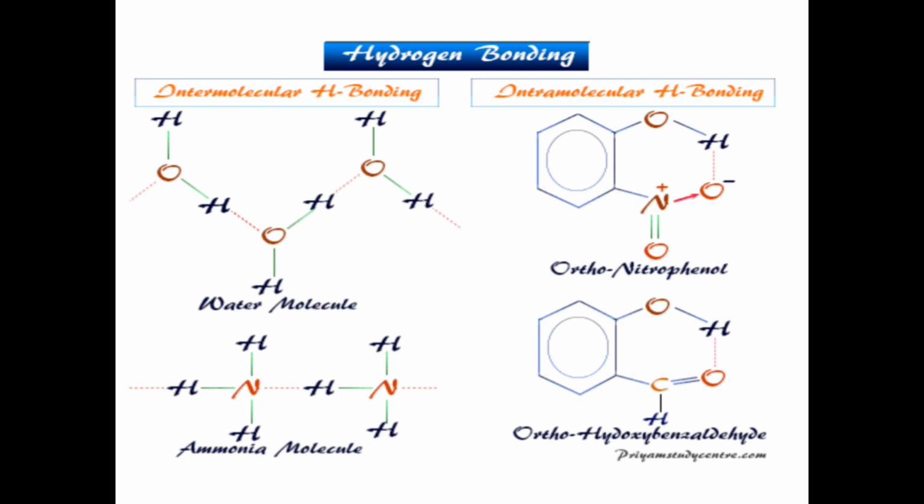But when we talk about intramolecular hydrogen bond, it occurs within the molecule of a particular compound. An example is this ortho-nitrophenol that you see. The hydrogen bond is within that molecule. So we have oxygen and hydrogen directly interacting here, so there is a hydrogen bond that is created there.